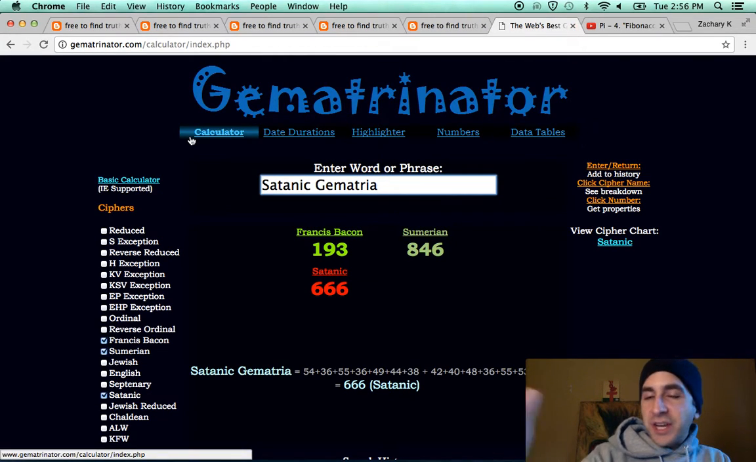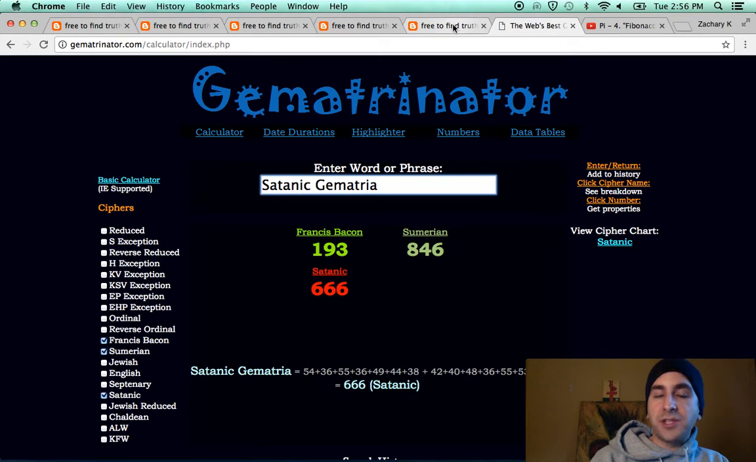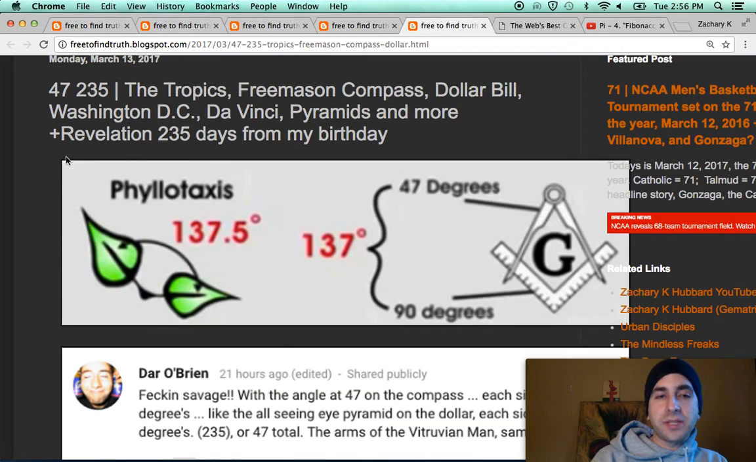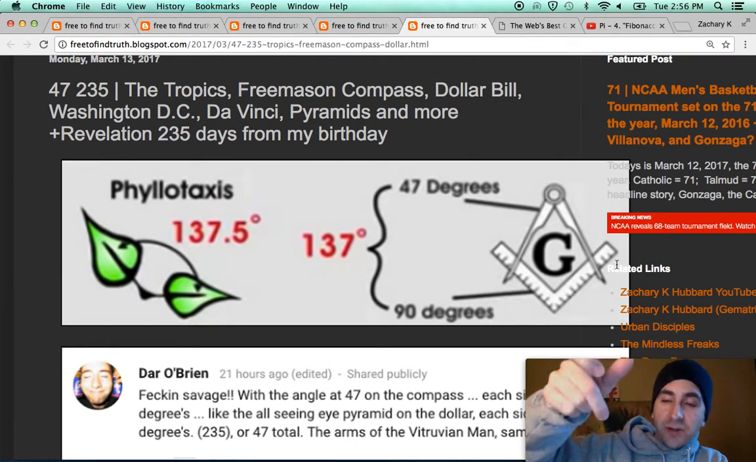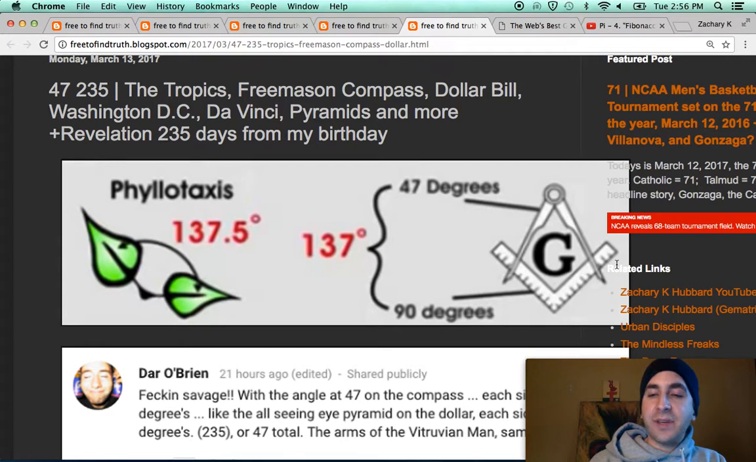The point is, I'm just introducing you to another cipher because there's a lot of relevant ciphers. The more knowledge you have, the further you can go with this study. Let's bring it back to the Freemason compass and square. The big G can represent 33 and 42. The compass, which is for making circles, is set at 47 degrees.